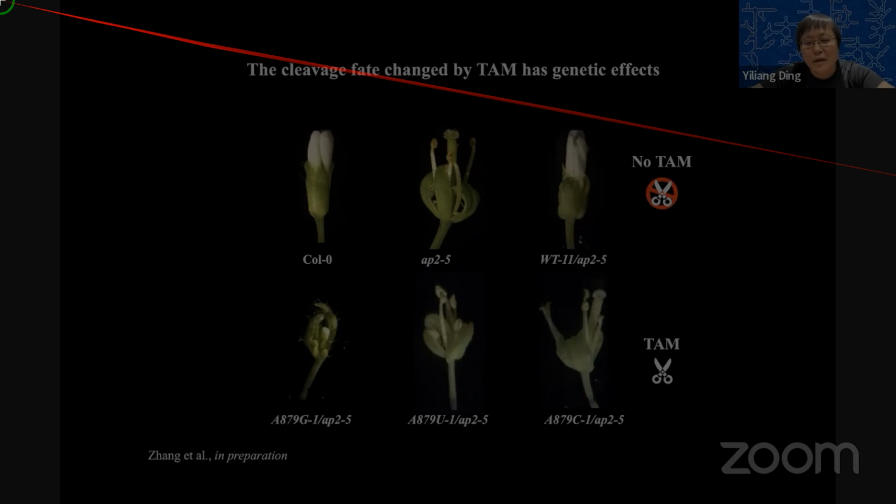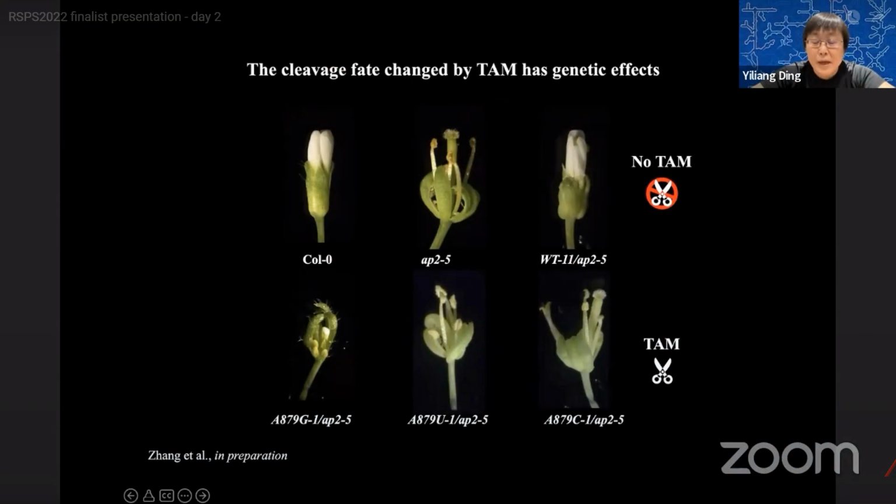However, when you complement the mutant with a synonymous mutation, because of the TAM formation, the microRNA cleavage starts, so you see something similar to the defective mutant. This gives us the idea that changing structure, by changing microRNA cleavage fate, really can have a strong genetic effect.